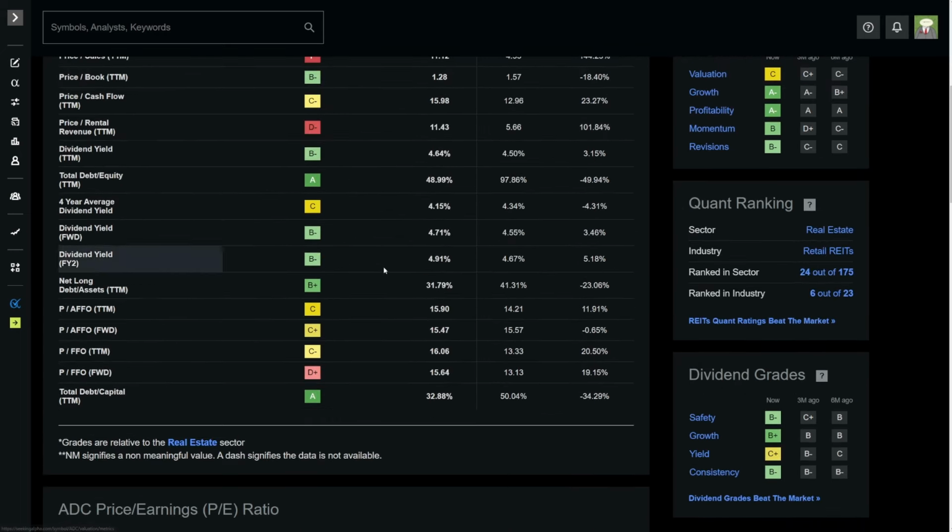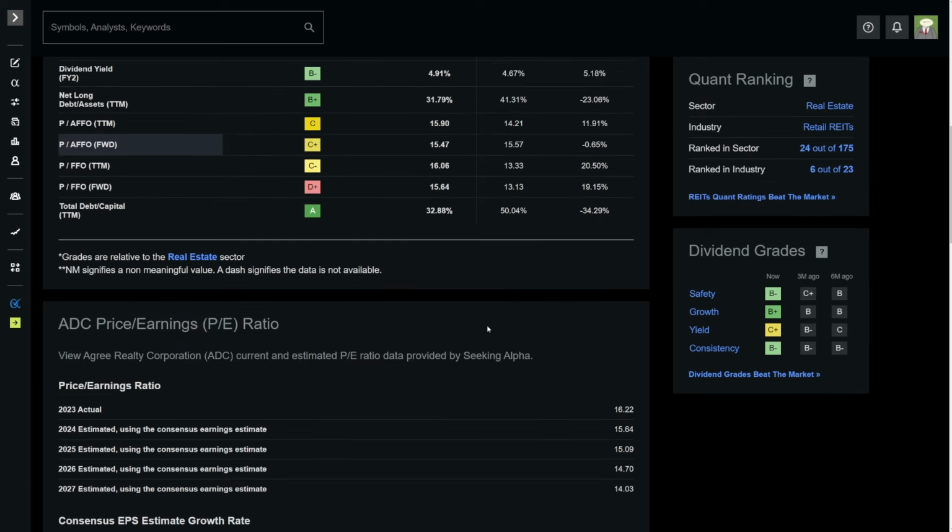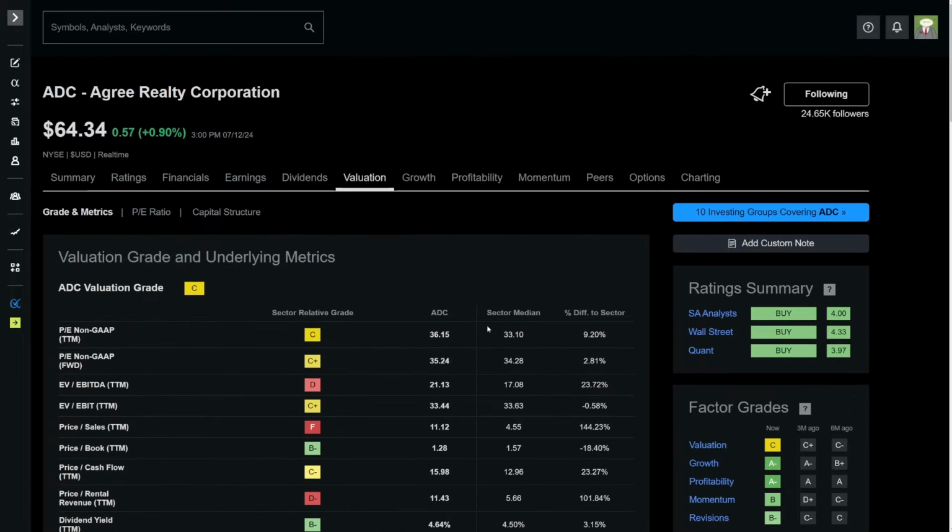We can look at the P to AFFO. Yes, it's a little bit more expensive than Realty Income at 15.9 and 15.5. It's a little more expensive than the sector average, but I believe you have to pay up for quality. And I feel with ADC, you are getting a quality REIT. You're getting a quality company.